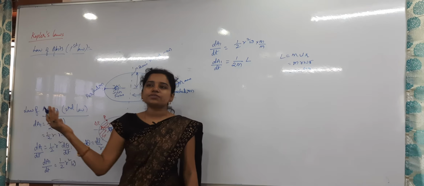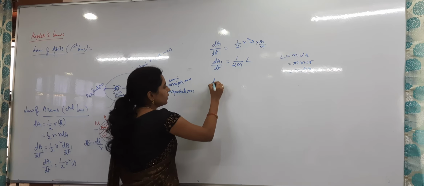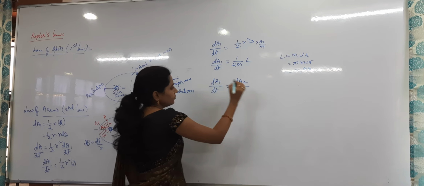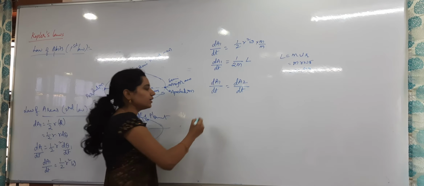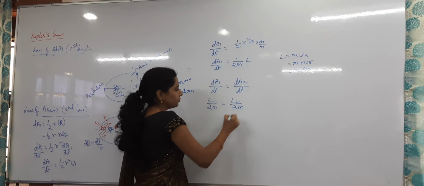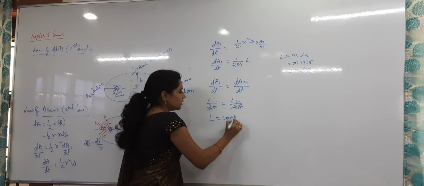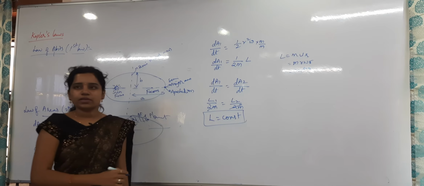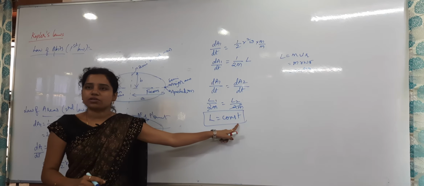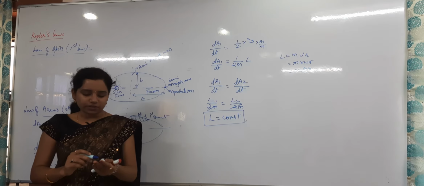And the law itself states what? Equal areas in equal intervals of time. So I can write dA1/dt = dA2/dt, that is stated by the law itself. Now L1/2m = L2/2m. Then I can say L1 = L2. Finally, we can say angular momentum will be constant. So for any planet revolving around the sun, angular momentum will always be constant. That is what we wanted to prove with this law, equal areas in equal intervals of time.